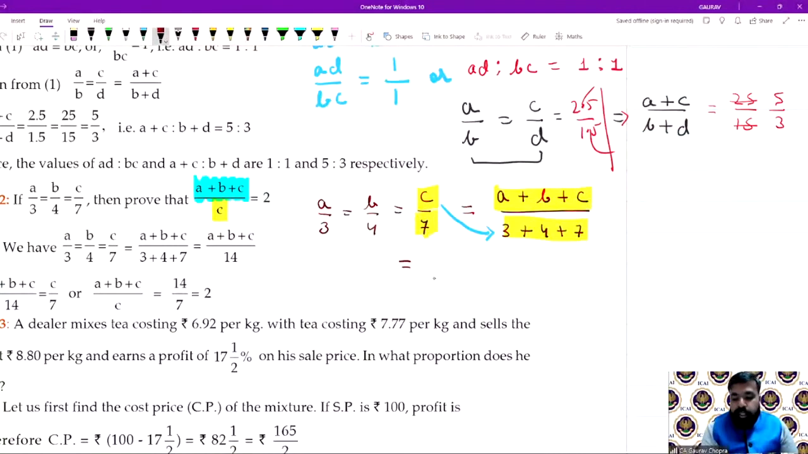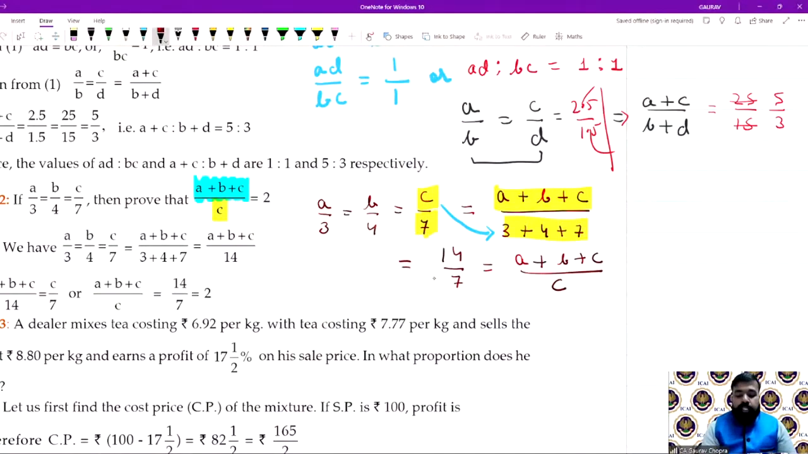So what will happen? 3 plus 4 plus 7 becomes 14 upon 7, as it is equal to A plus B plus C upon C. So we have altered the values. What we have done, we have altered the values. This is known as alternando. So when only one portion is altered, it is known as alternando.